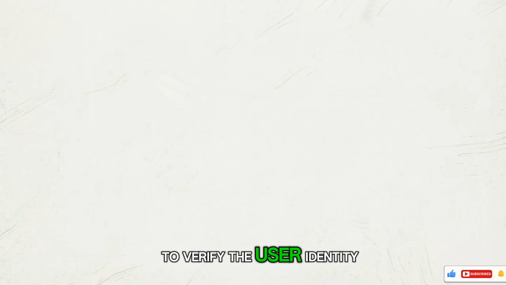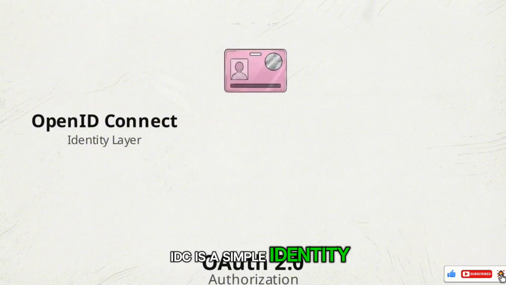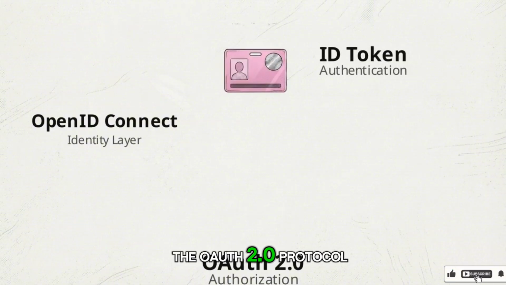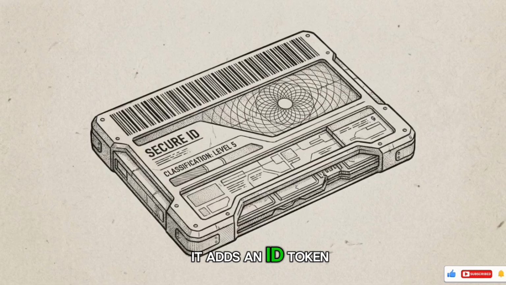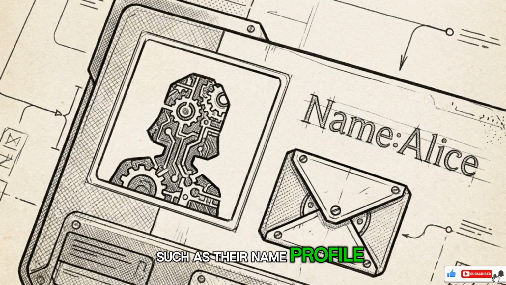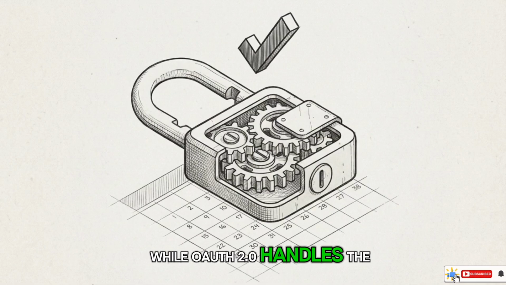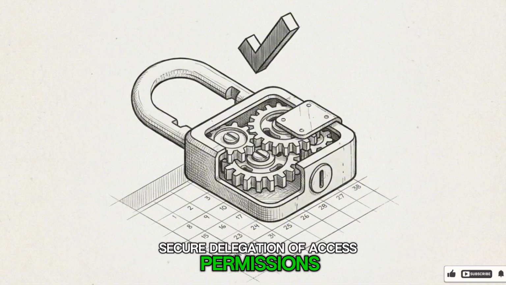To verify the user identity, developers layer on OpenID Connect, or OIDC. OIDC is a simple identity layer built on top of the OAuth 2.0 protocol. It adds an ID token, which is a JWT containing standard claims about the user, such as their name, profile picture, and verified email address. When you use Login with Google, you are using OpenID Connect to deliver identity data, while OAuth 2.0 handles the secure delegation of access permissions.